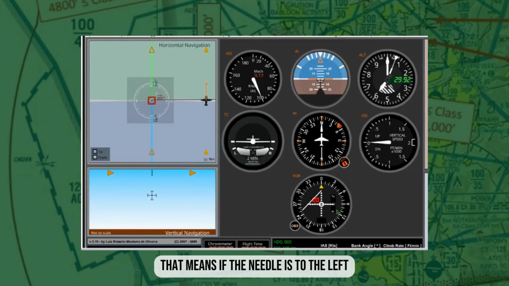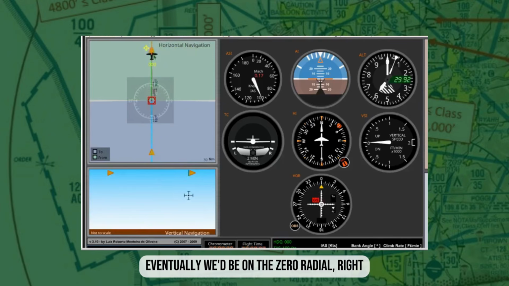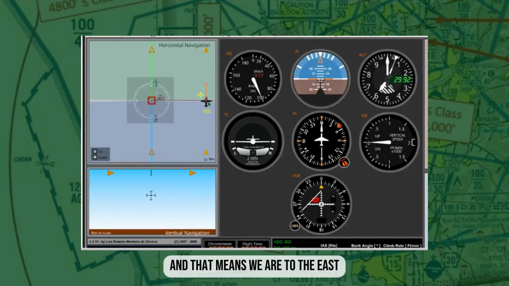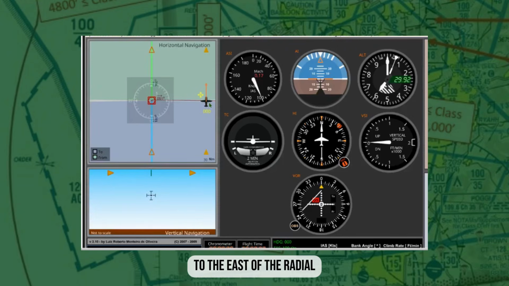That means if the needle is to the left, we turn to the left to get on our VOR. So as you can see, if we turn to the left, eventually we'd be on the 0 radial, right? So that means we are to the right of the 0 radial, and that means we are to the east. We are on 090. So you can guess that we are somewhere over here to the east of the radial when you see this on the FAA Written.